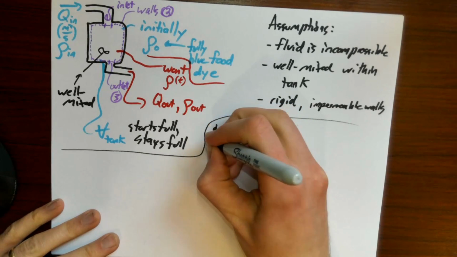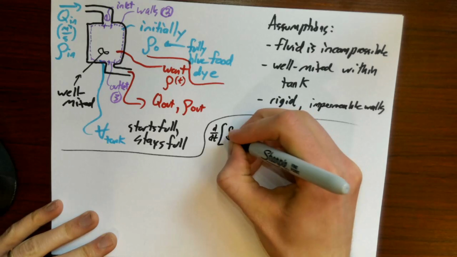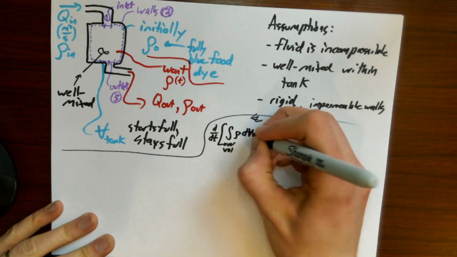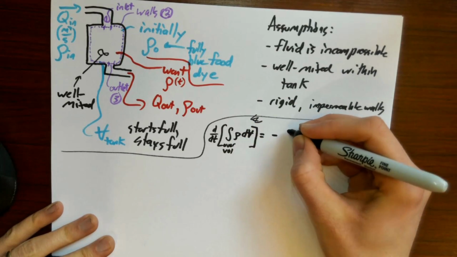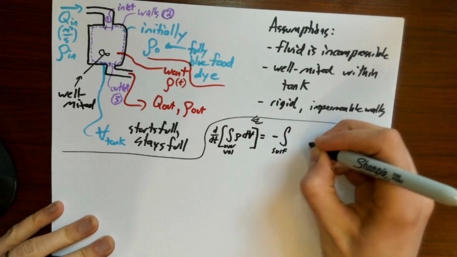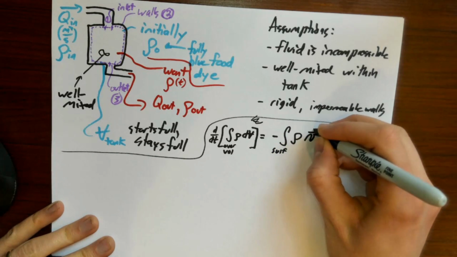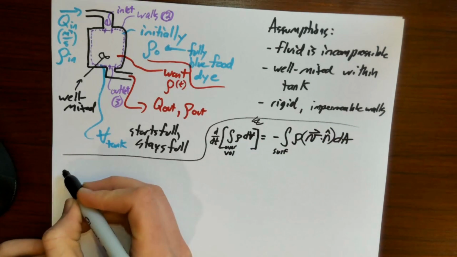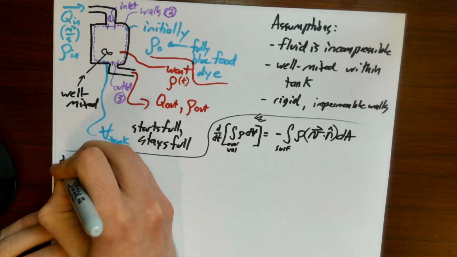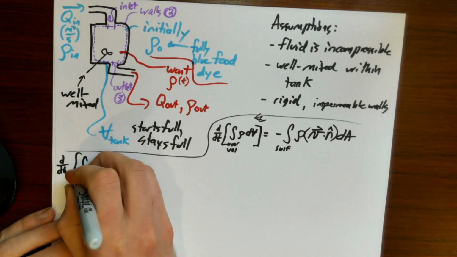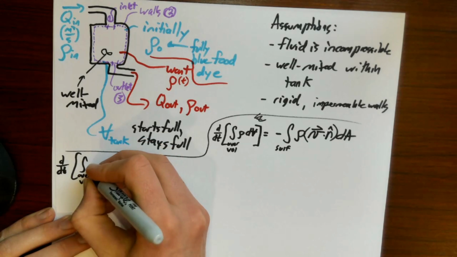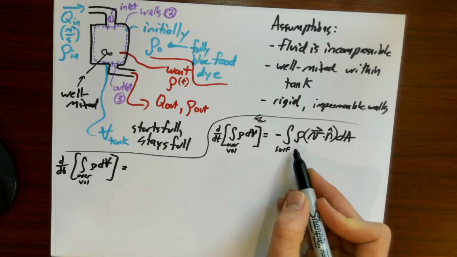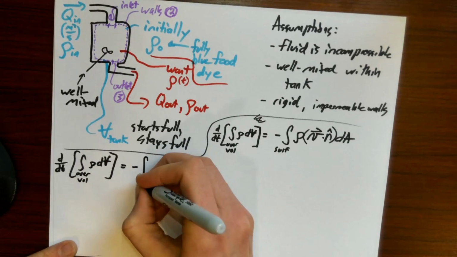So in this case, we have d/dt of the integral over the volume of rho dV is equal to minus the integral over the surface of rho v dot n dA. Let's pull the left-hand side. d/dt is equal to the integral over the volume of rho dV. And we're breaking up this surface into 3 parts. So we'll have minus the integral over surface 1.